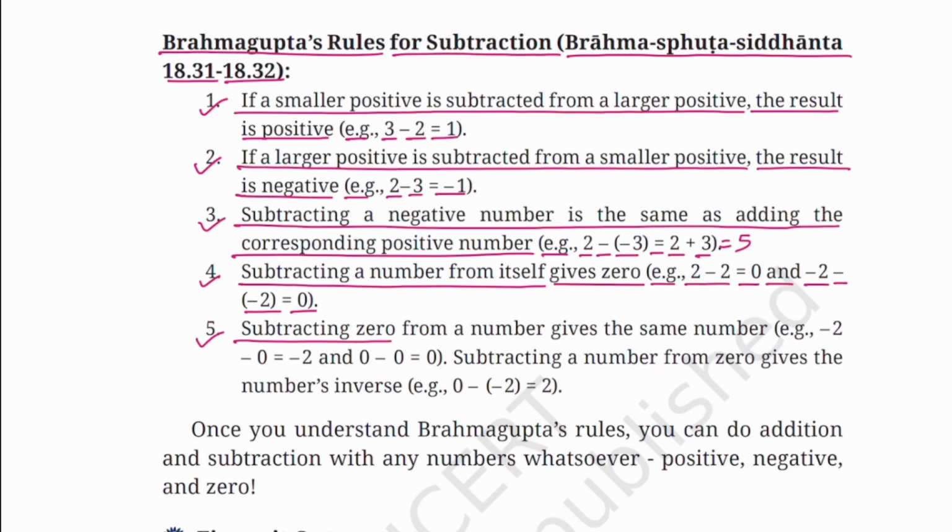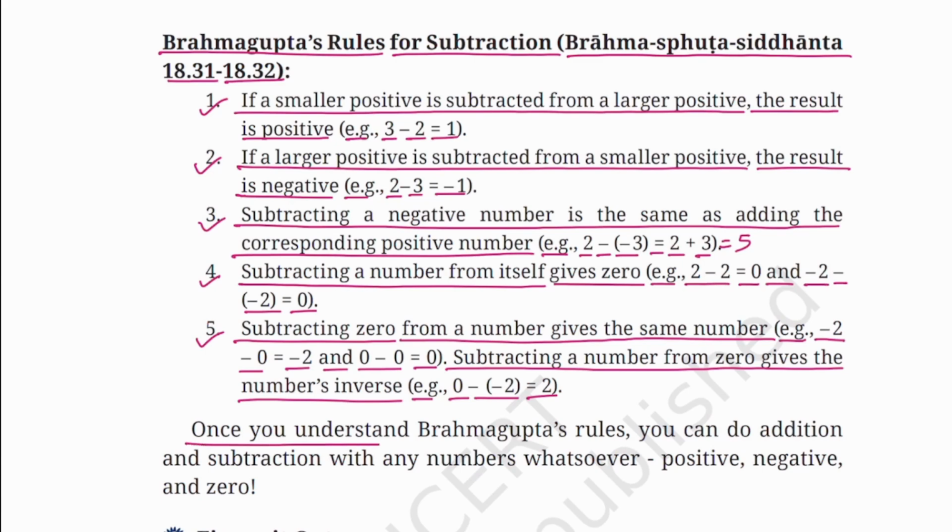5. Subtracting 0 from a number gives the same number. Example: minus 2 minus 0 is equal to minus 2, and 0 minus 0 is equal to 0. Subtracting a number from 0 gives the number's inverse. Example: 0 minus minus 2 is equal to 2. Once you understand Brahmagupta's rules, you can do addition and subtraction with any numbers whatsoever, positive, negative, and 0.